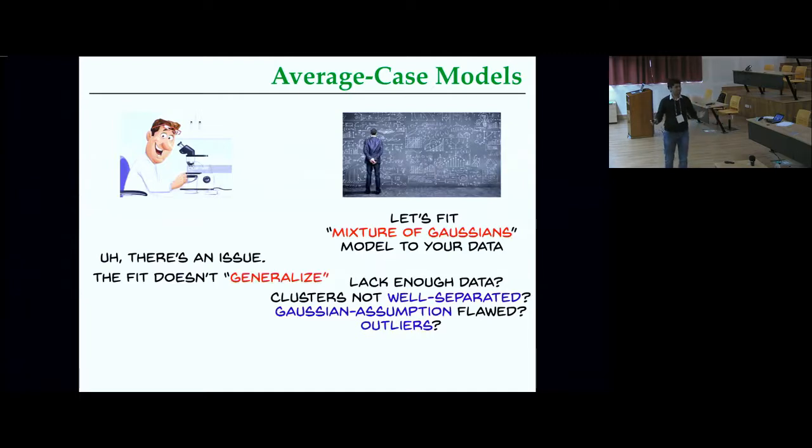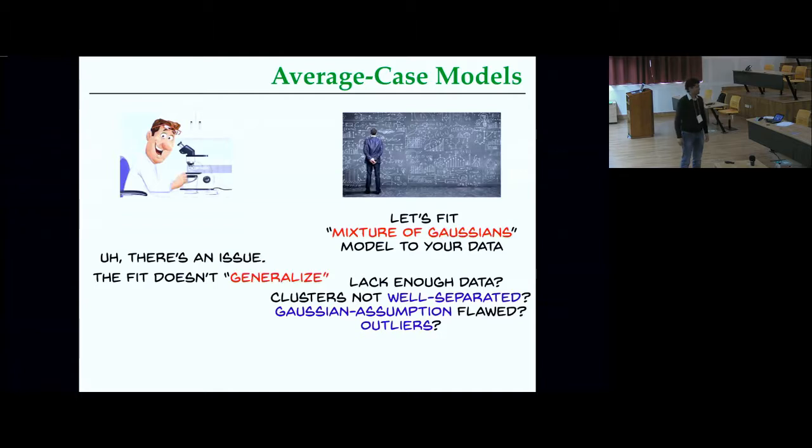Maybe some nice condition that the model required to be satisfied is not met. Maybe this Gaussian assumption, that the clusters are individually Gaussian, is too idealistic and is not satisfied with your data. Maybe there are outliers in your data. I don't know, there are tons of things that could have gone wrong. Maybe that's why it's not working for you.